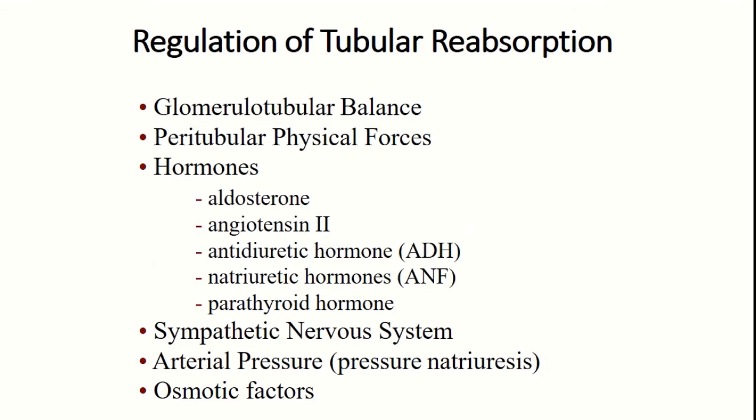To summarize what we have discussed up till now, the regulation of tubular reabsorption and secretion depends on the glomerulotubular balance that happens at the level of the glomerulus and the peritubular capillaries. Then we have the peritubular physical forces, which are the Starling forces acting across the peritubular capillaries. Then we discussed the roles of hormones: aldosterone, angiotensin II, antidiuretic hormone, atrial natriuretic factor.